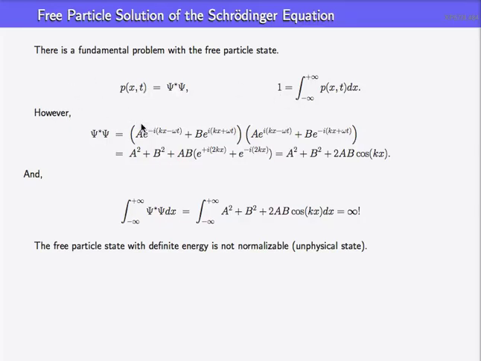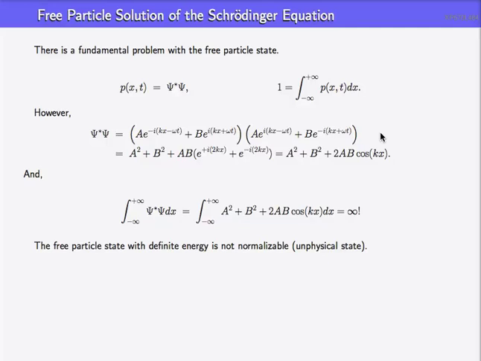And I'm going to use this form just because it's easier to write. e to the minus i (kx minus omega t), and e to the i (kx plus omega t). So we notice here that the psi star just flips the sign of i. So we have A e to the minus i and B e to the i. That's for the psi star. And here A e to the i and B e to the minus i. So that's how we write that form.